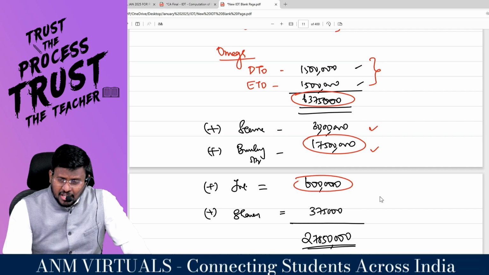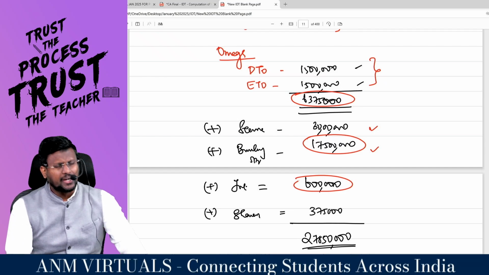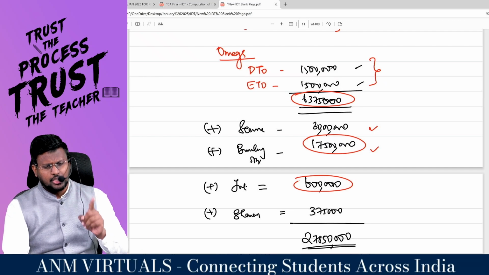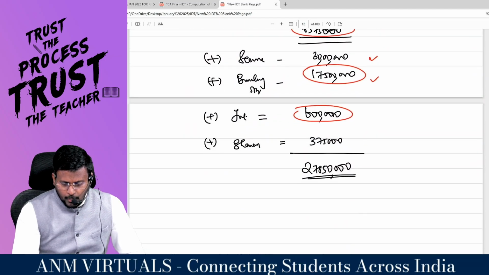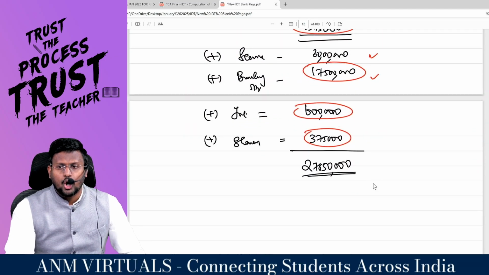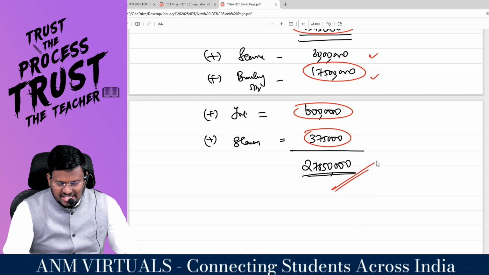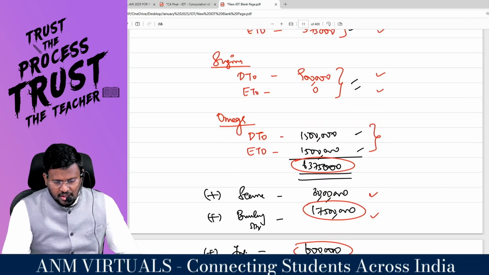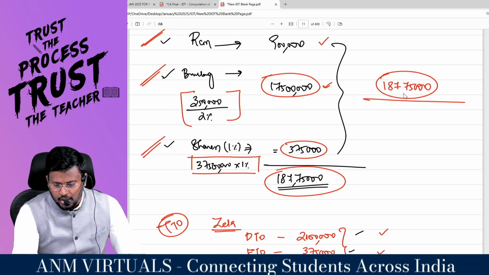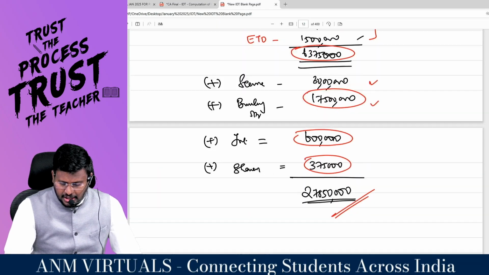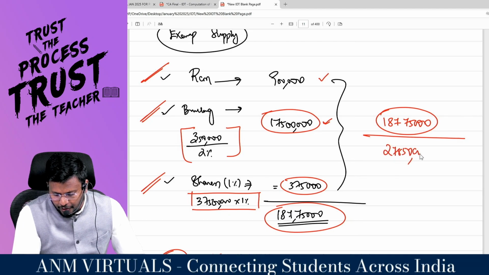Sale of shares. Sale of shares has been included in which supply? Exempt supply. What is the value we adopted? 1% of the sale consideration, which comes to 3 lakh. That will form part of the total turnover also. So 2 crore 78 lakh 50,000 is the total turnover. So my proportion is 1 crore 87 lakh 75,000 divided by 2 crore 78 lakh 50,000.